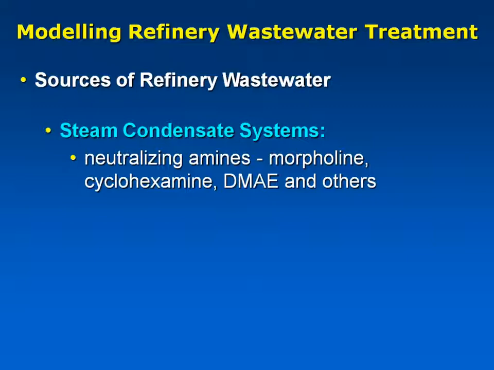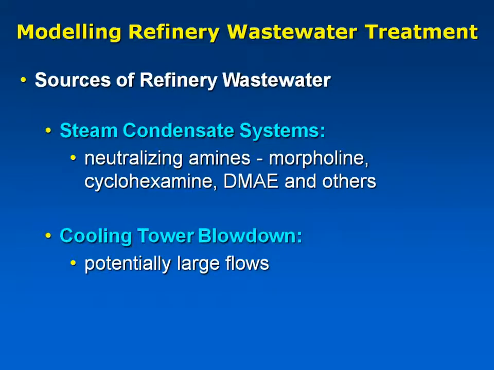So within the refinery, the wastewater itself can come from a number of different places and therefore has a number of different potential components in it. From steam condensate systems, you can have a number of different types of neutralizing amines, cyclohexylamine, and so forth. You can have a cooling tower blowdown that has to come through your wastewater treatment plant. It may not have a particularly large number of components or significant concentrations, but could have potentially large flows of water coming to your system. Therefore, that could be challenging.